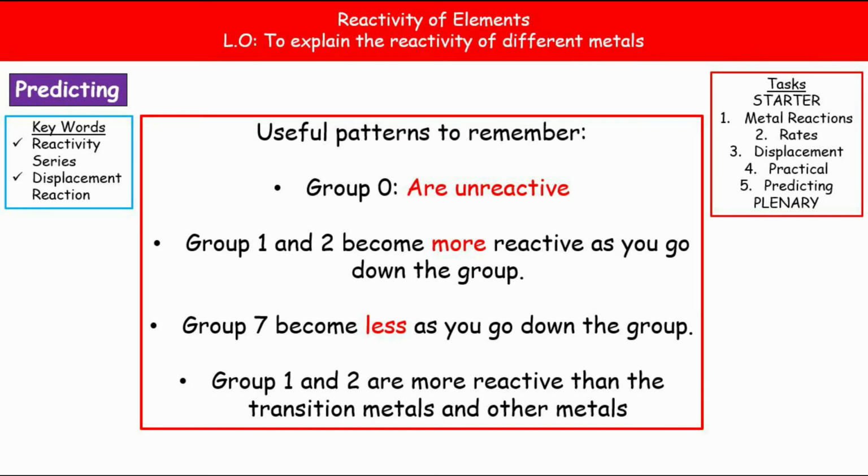Hopefully you wrote down group 0 are unreactive. Group 1 and 2 become more reactive as you go down the group. Group 7 become less reactive as we go down the group. And group 1 and 2 are more reactive than the transition or other metals. So give yourself a mark out of 3 for that bit.